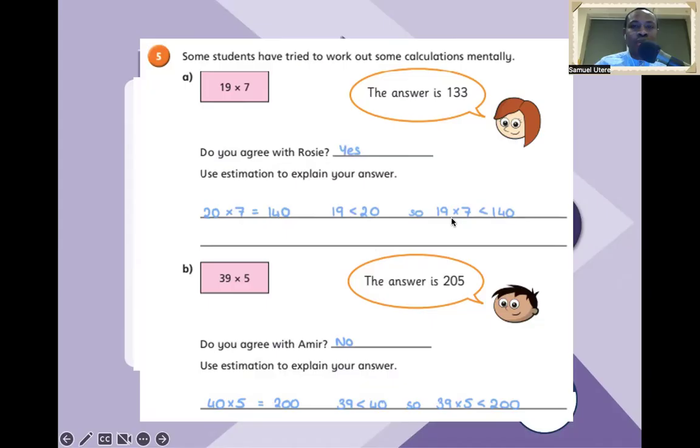Here, we've been asked to check this as well. So 39 times 5. So we do not agree because he's got 205, whereas 40 times 5 should be 200. Why do we disagree? The number we've used to do the estimate for the calculation is actually less. The number we've used, 40, is actually greater than the actual number for the calculation. So if we did that, it means that his answer should actually be less than our estimate. So his answer is wrong.